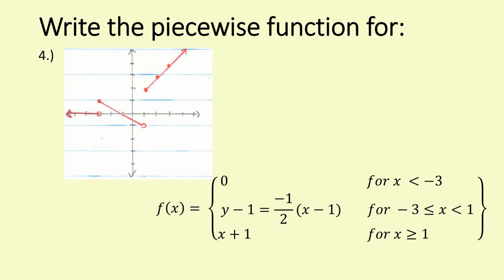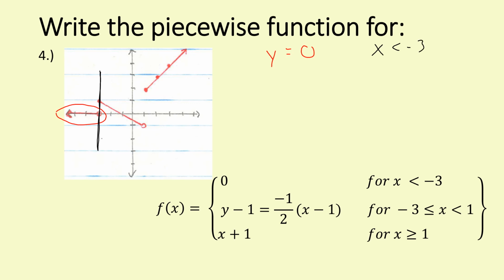Here's one more just for the practice. Anytime we see a horizontal line like we do on the left there, that's just a number with no x. So in this case the number is 0. It's just y equals 0, where f of x equals 0. And the line that's separating that is just x is less than -3.